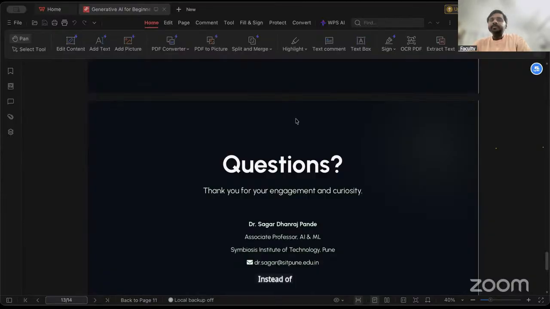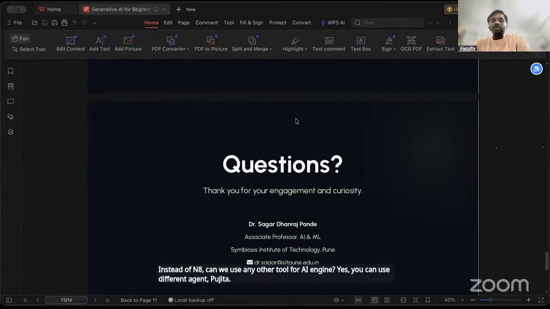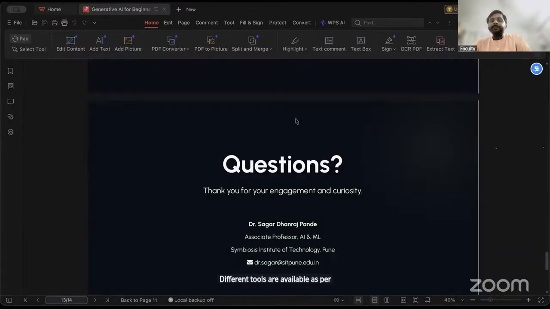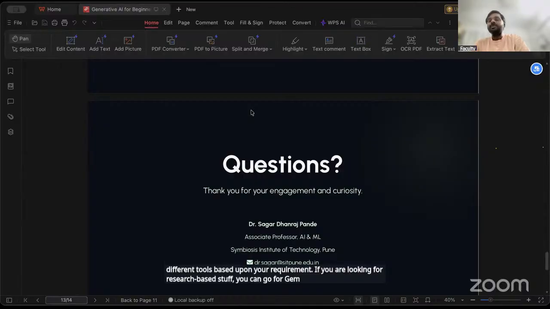Instead of N8N, can we use any other tool for an AI agent? Yes, you can use different agents, Pujita. Different tools are available as per your requirement. So don't rely on ChatGPT specifically for all of your purposes. That is my suggestion. You can have different tools based upon your requirement. If you are looking for research-based work, you can go for Gemini also. You can go for Kimi also.